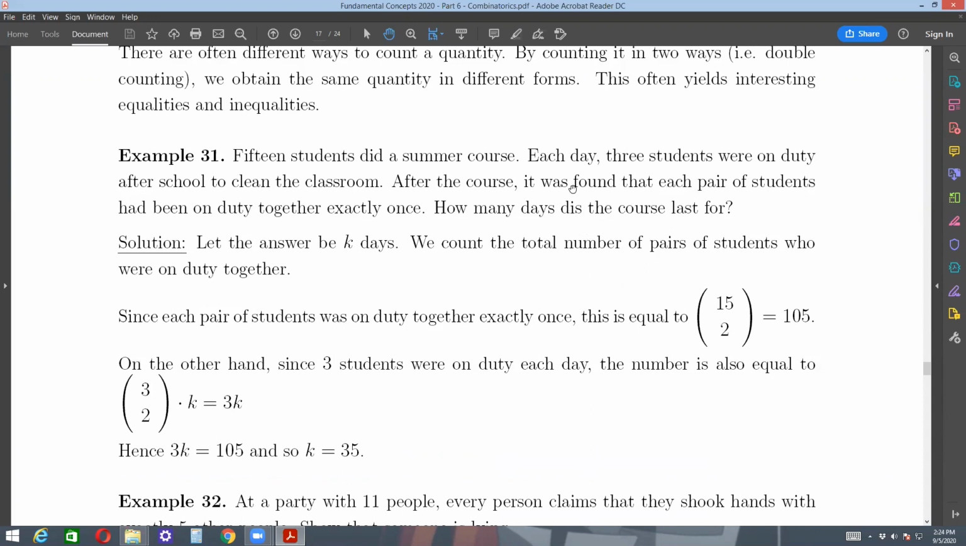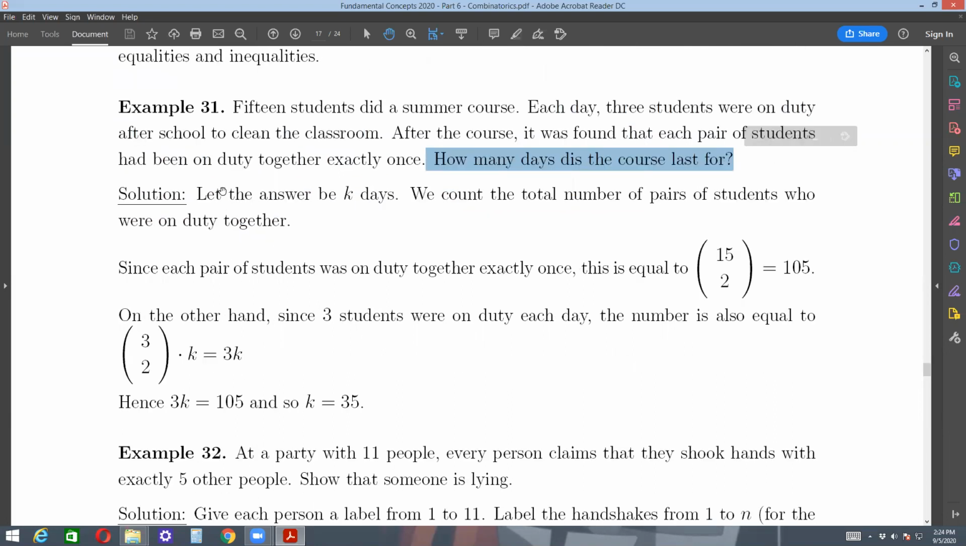There's a typo here that threw me off. 15 students did a summer course. Each day, 3 students were on duty after school to clean the classroom. After the course, it was found that each pair of students had been on duty together exactly once. How many days does the course last for? Let that number of days be k. So assume the answer is k.